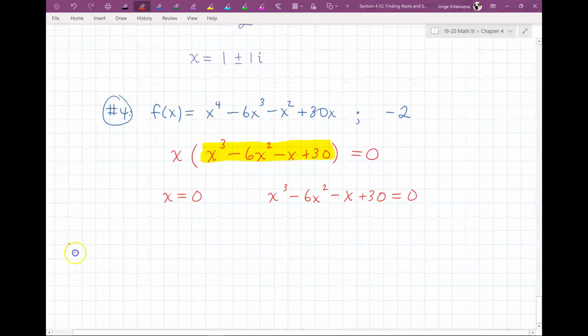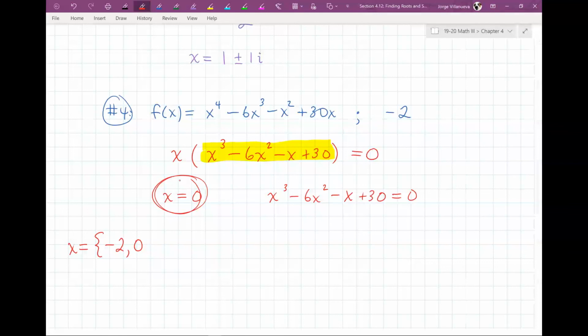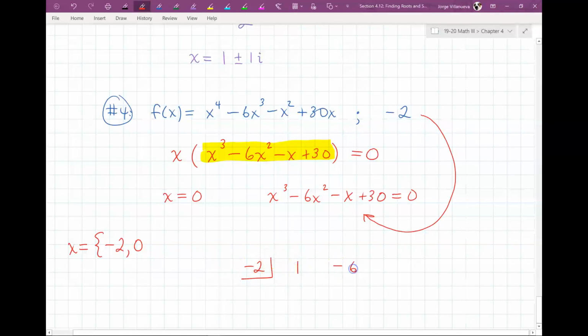So notice one of my answers, I'm going to put it right here, is -2. We saw that earlier. The other one is 0 from here. X equals 0. So I'm just looking for two more. Now, since they told me that -2 was a solution, I'm going to use that -2 to do synthetic division on that piece right there. The answer is going to divide the longer expression. So here we go. -2, 1, -6, -1, and 30.